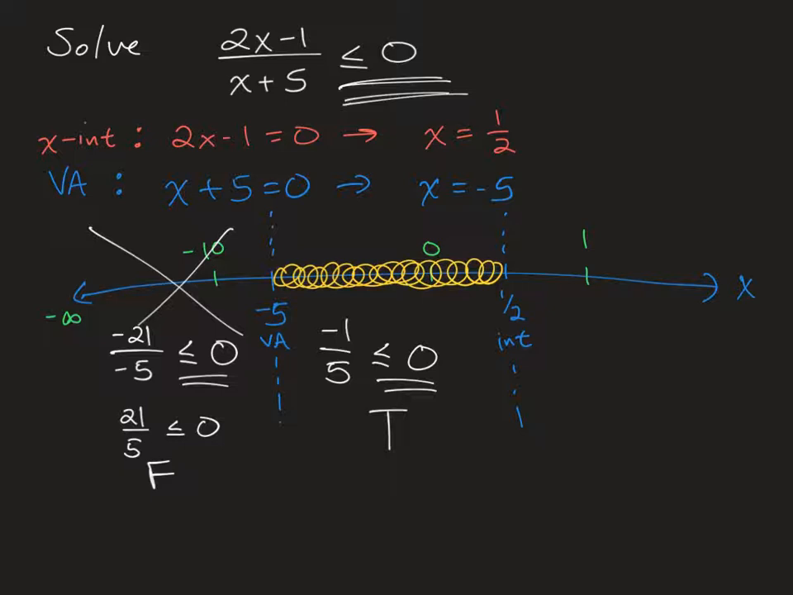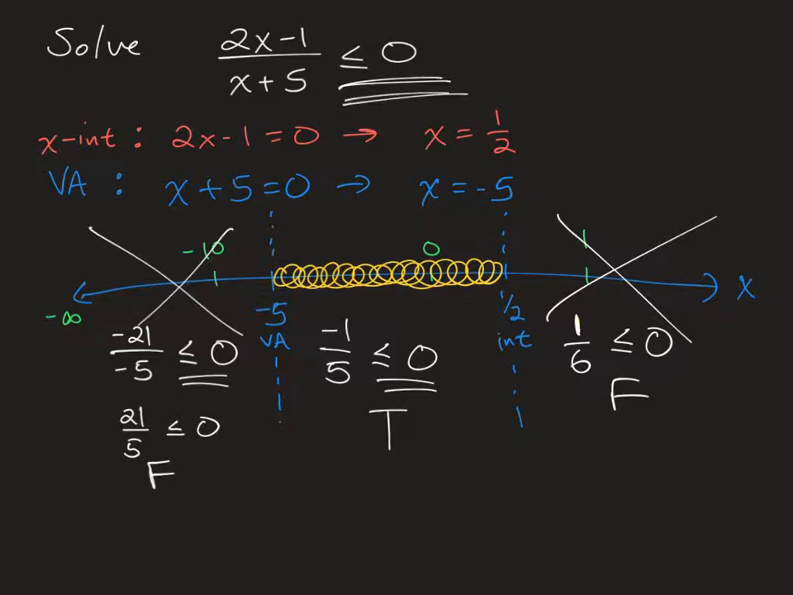Lastly, I have this positive 1 over here. So let's see what happens with that. Let's see, substitute 1 in here. 2 times 1 is 2, minus 1 is 1. In the denominator, 1 plus 5 is 6, and less than or equal to 0. This is false. I will not use this.